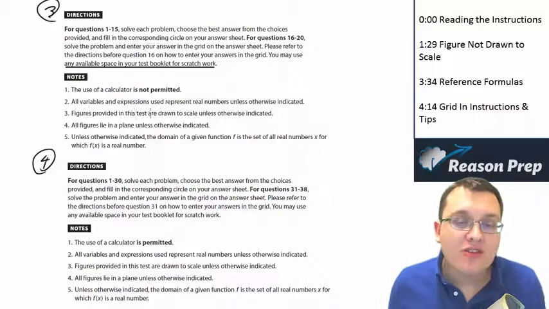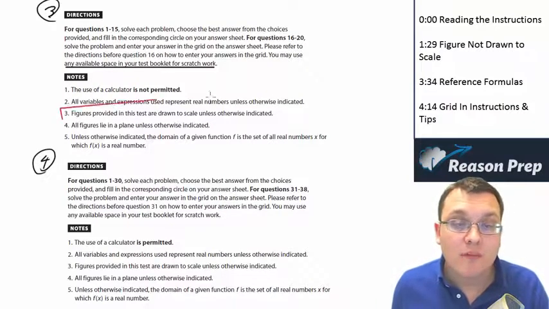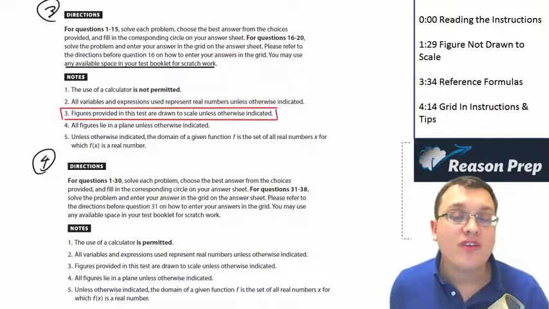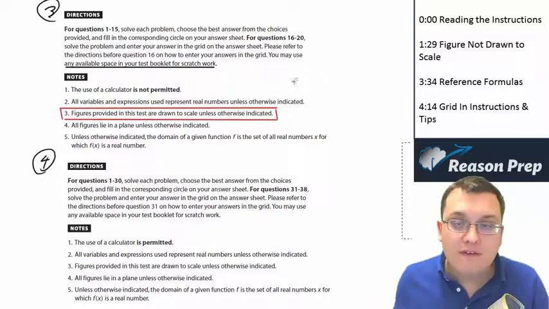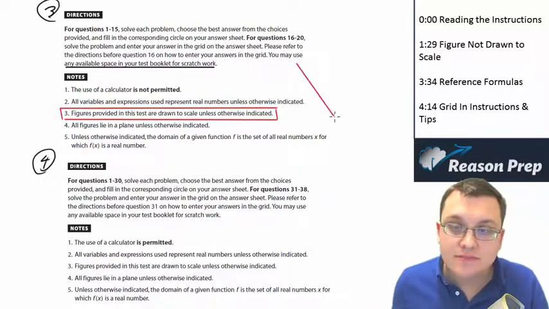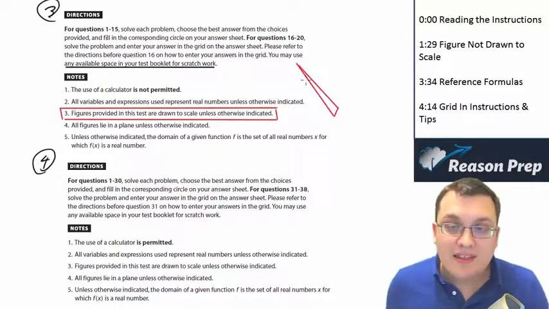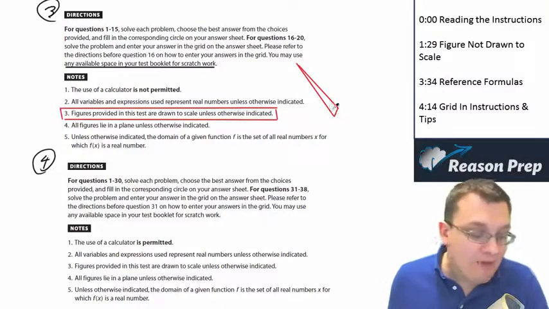Figures provided in this test are drawn to scale unless otherwise indicated. This is actually important to know. So if they draw a geometric figure or any figure and they don't write anything beneath it about its scale, you can assume it's to scale. So you could take a look at it and determine, okay, this side looks longer. Like if you had a triangle like this and it was to scale, you can assume that this big side is bigger than this small side just because it looks like it.